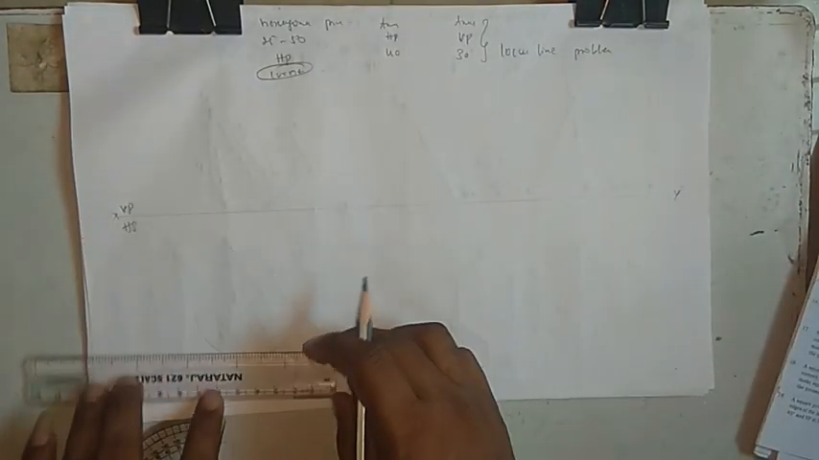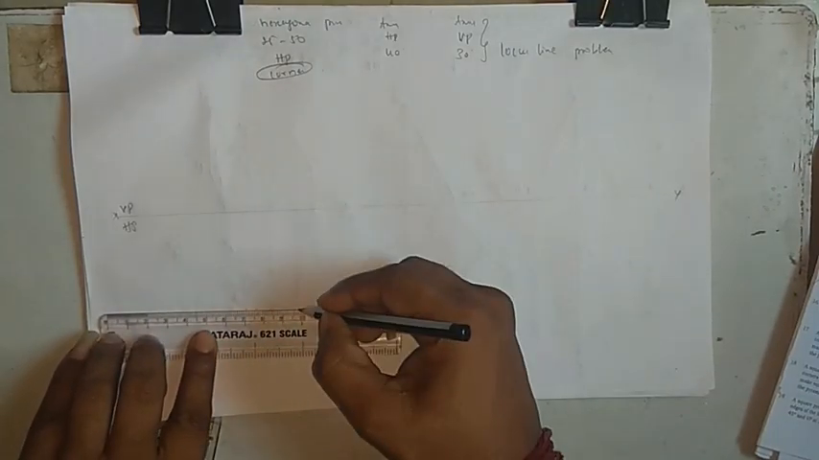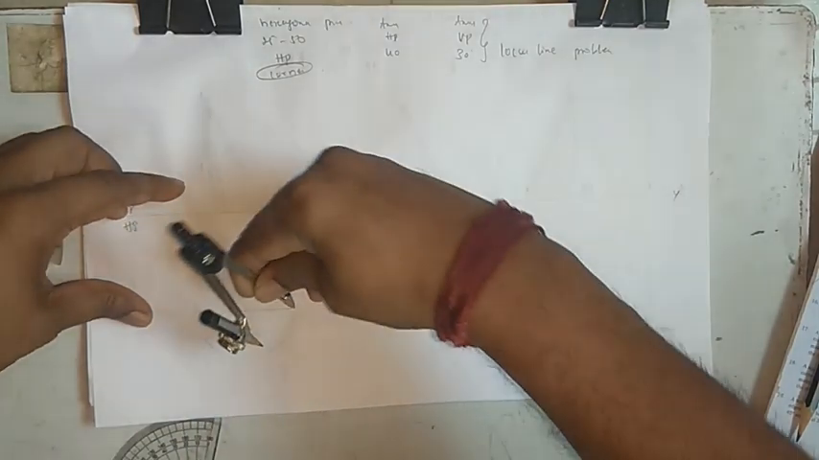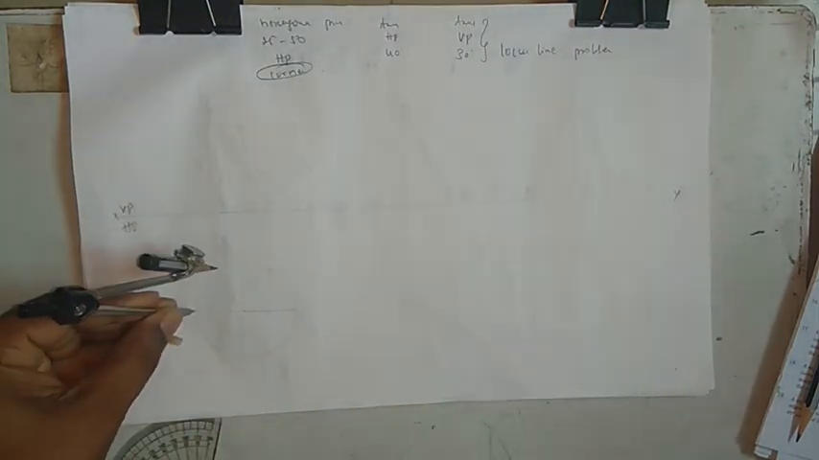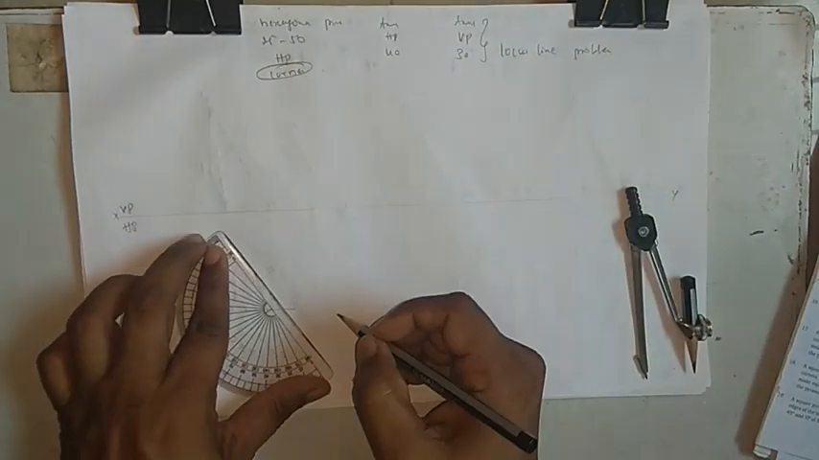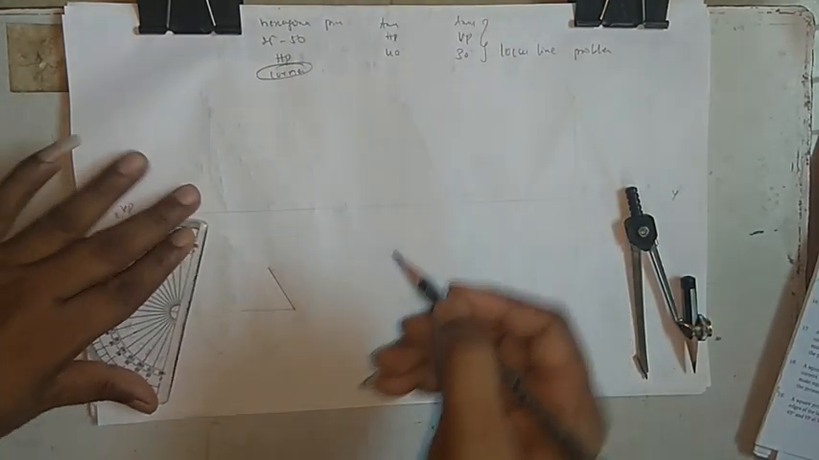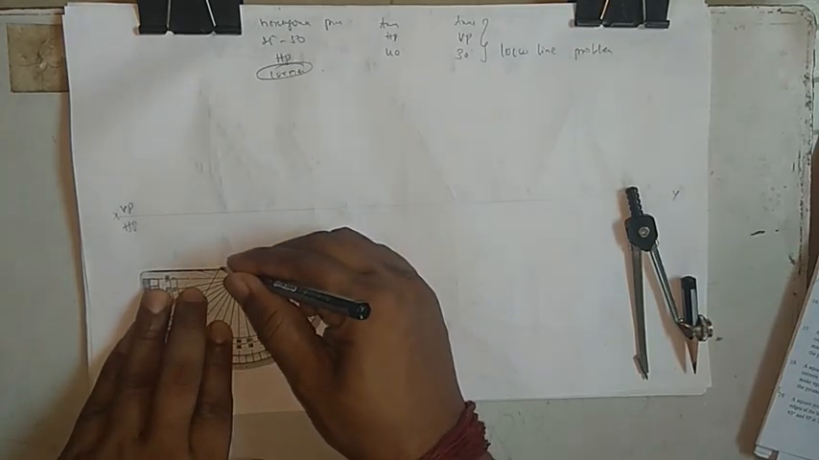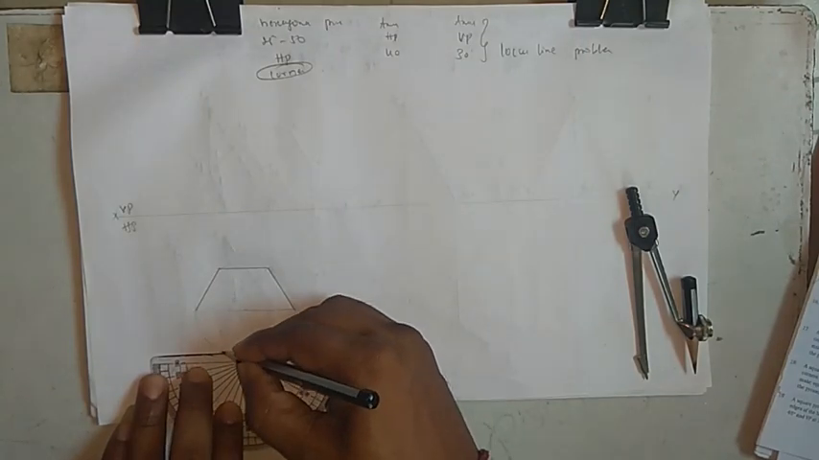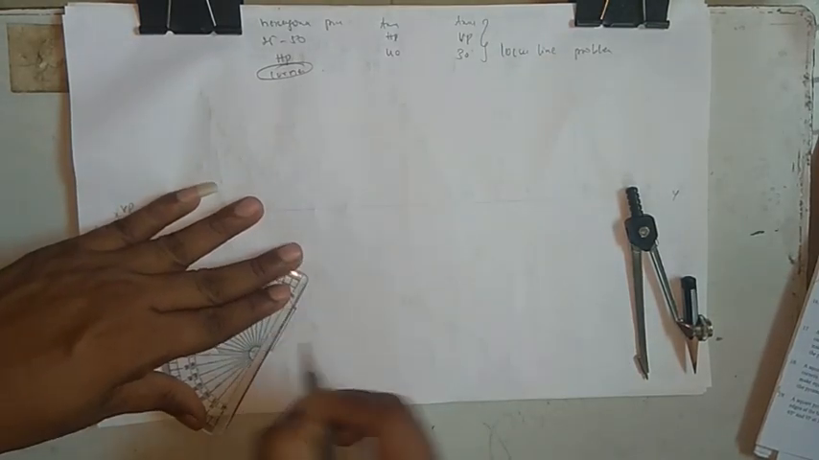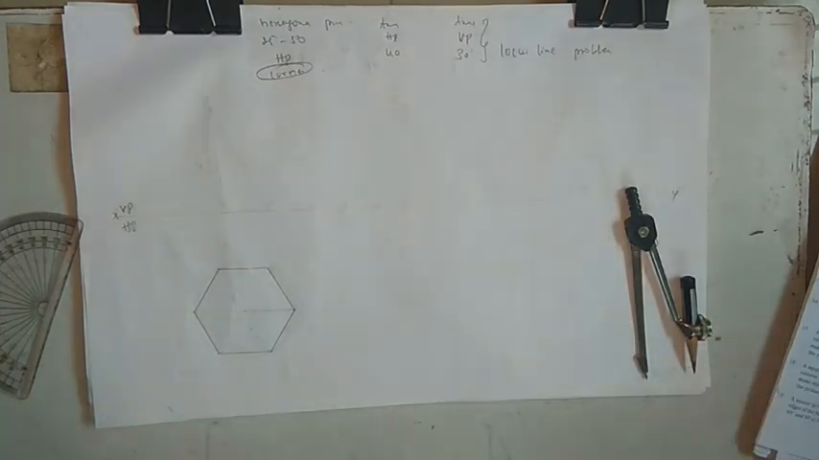Since it is resting on the corners, we need to have a horizontal diagonal. Now with the same edge length, cut the arc on both sides. Now join. This is how exactly we can draw the hexagon.